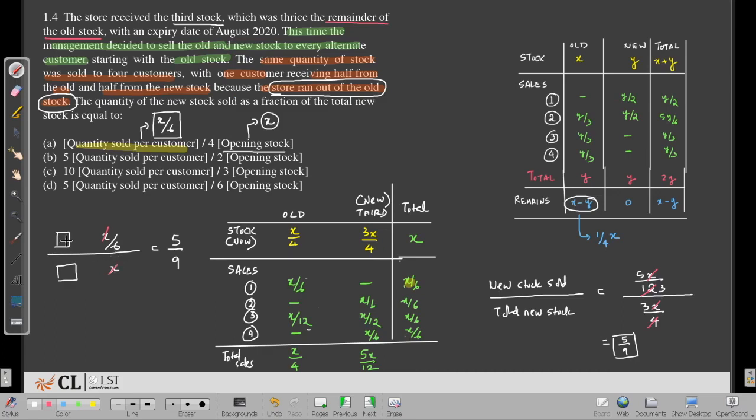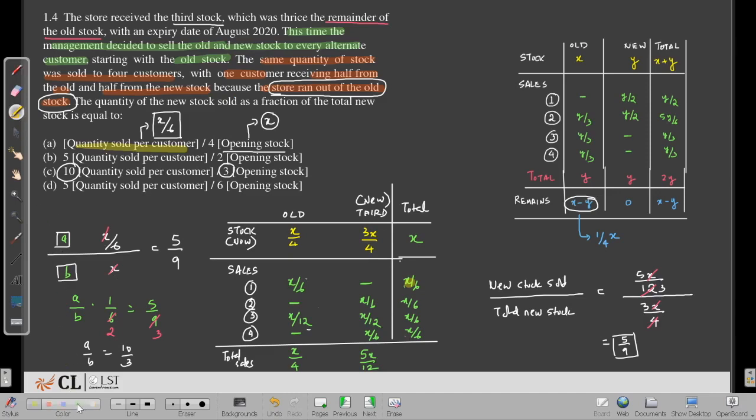Whatever is the ratio here, that is the ratio that I'm interested in, right? Let's just call it, for the sake of argument, a and b. So a by b into 1 by 6 will be equal to 5 by 9. Sorry, 2 3s are 6, and this will be 3 3s are 9. You take the 2 on that side, you get A by B equal to 10 by 3. So 10 times quantity sold per customer divided by 3, and that will be the answer.